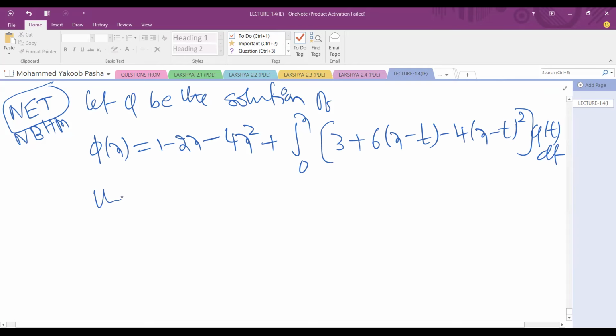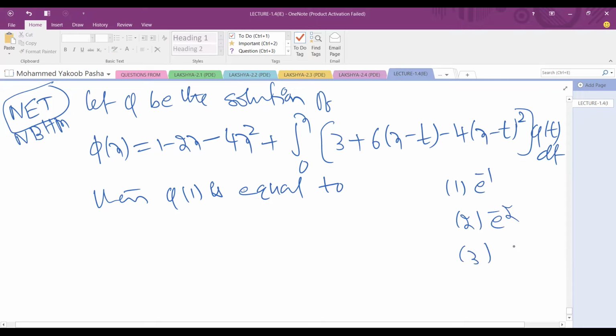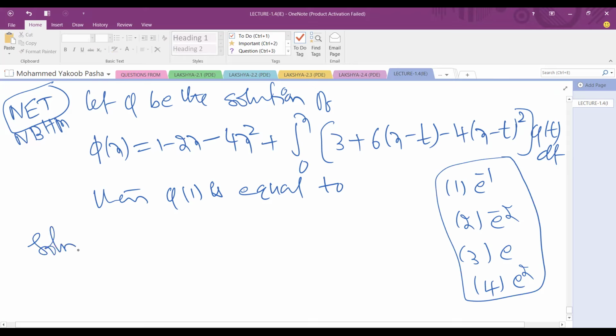Then phi of 1 is equal to, we have options. First one, e power minus 1. Second one, e power minus 2. Third one, e. And fourth one, e power 2, e square. These are the 4 options we have in our hand.